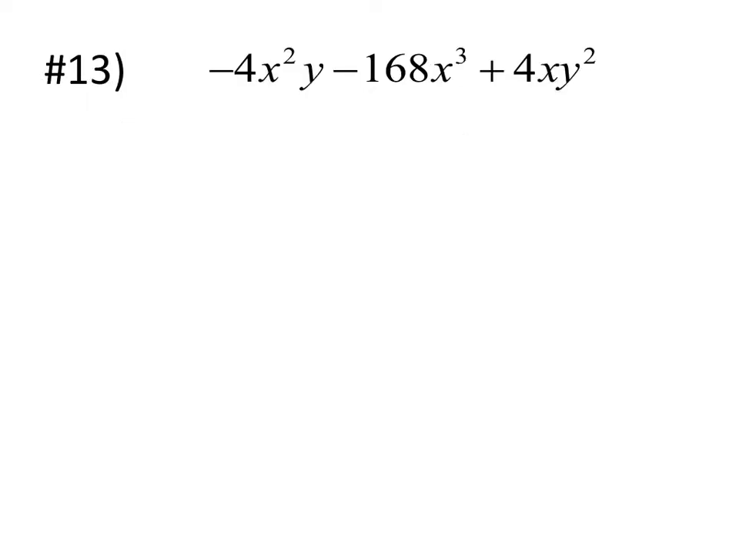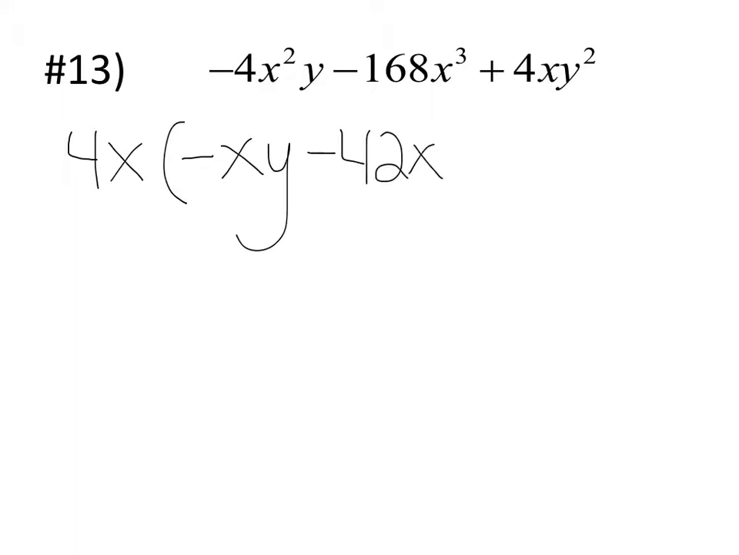All right, so now we're down to trinomials, so we might actually do some regular factoring, but first let's see if there's a GCF we can factor out. All of them are divisible by 4, so I'll factor a 4 out. They all have at least one x, and they don't all have a y, so we're going to stop there. So I'm left with negative xy minus 42x squared plus y squared. Okay, that's all I can do on that one.